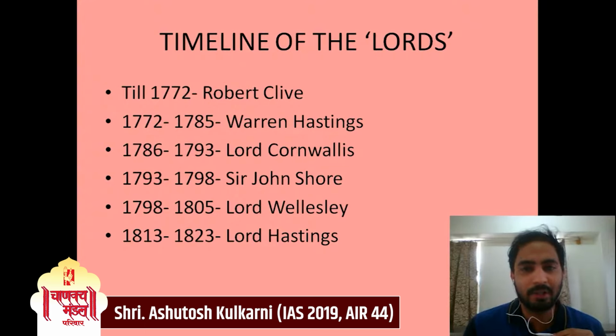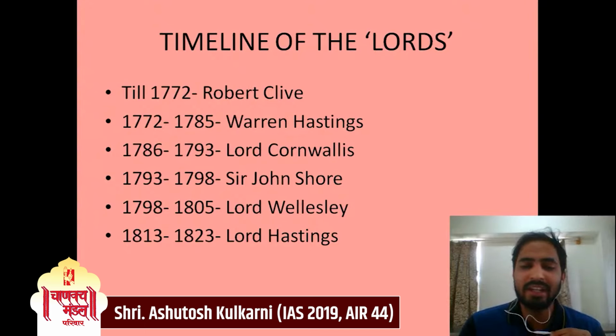Warren Hastings is the one who actually started the annexation process in India, and he was the one who fought wars with many big kingdoms. From 1786 to 1793, you had Lord Cornwallis. You can note down this timeline so that this will be important. Under Lord Cornwallis, you will have the permanent settlement being passed. So we'll come to that, the revenue settlements, what they have passed, they are in the next lectures.